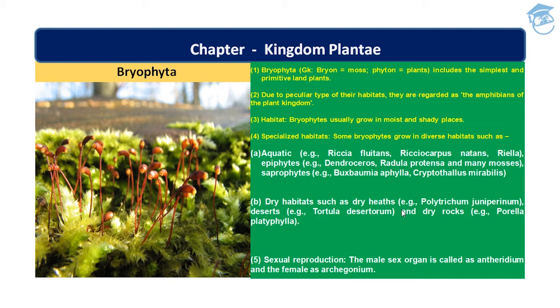If we talk about reproduction, it takes place by means of sexual reproduction. The male sex organ is called antheridium and the female is called archegonium. I repeat, the male sex organ is antheridium and the female sex organ is archegonium.